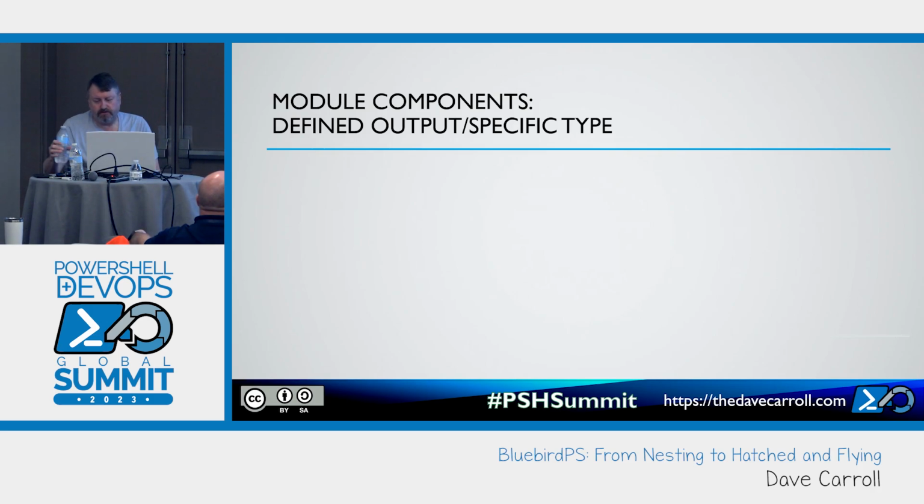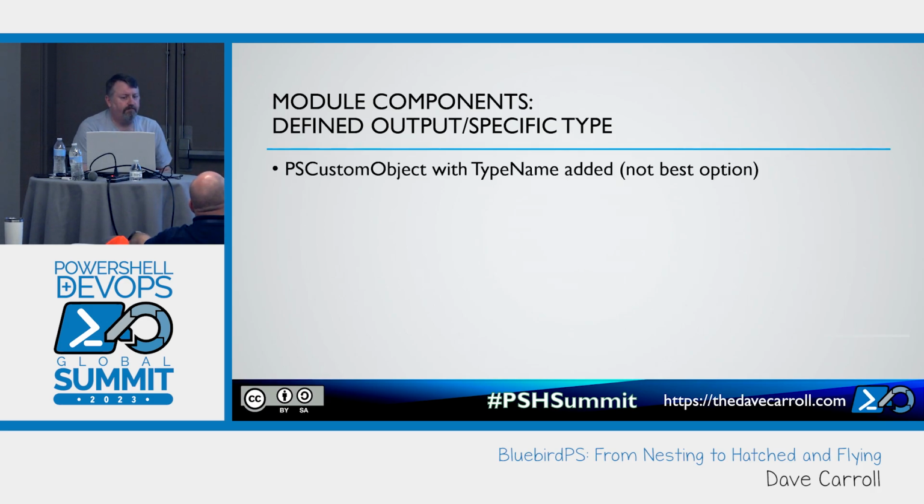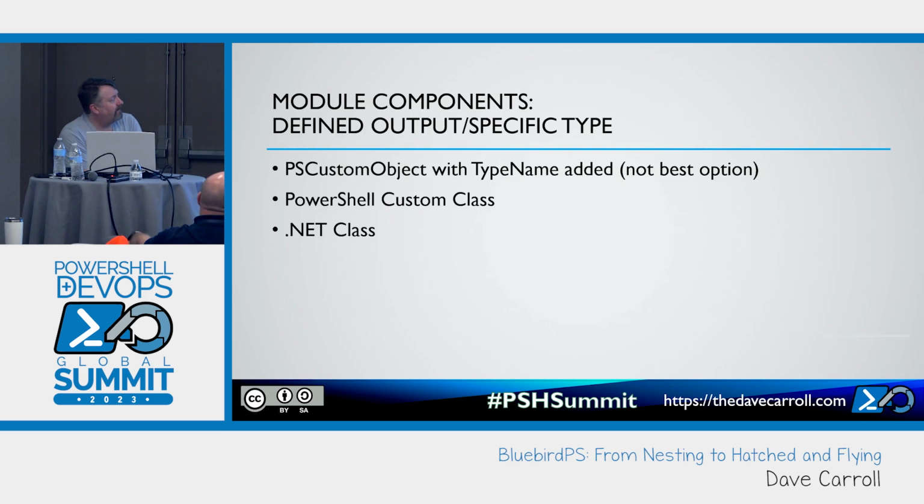So I think Joel yesterday mentioned something about having the output type defined for each of your commands. One of the ways he mentioned was doing a PSCustomObject with a type name. That may not necessarily be the best way to go, but it is a way to go. Also, you can use obviously a PowerShell custom class and or a .NET class. And in your function or your cmdlet, you can put OutputType.